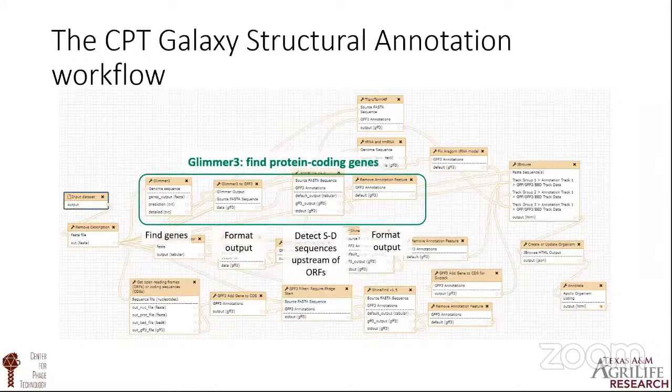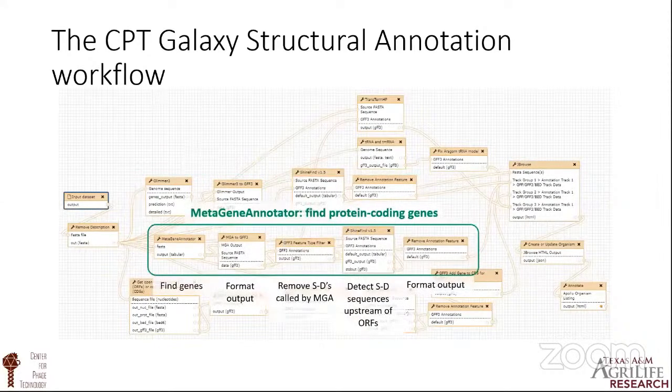This is a popular gene calling program and it's one used in NCBI, and this will identify protein coding genes from DNA sequence. As you can see here, the workflow will run Glimmer3 and then process its outputs to be viewable in Apollo. The other structural gene caller that we use is called Metagene Annotator, and again we are taking the tool output and formatting it for display in Apollo.